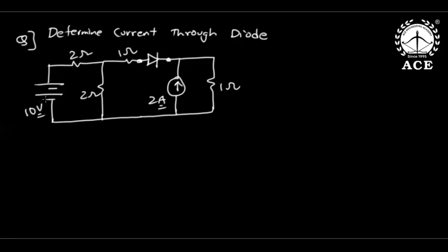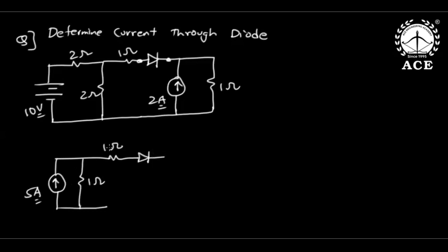Now here, a voltage source in series becomes a current source in parallel. 10 volts in series with 2 becomes 5 amperes in parallel with 2. The two in parallel become 1, with the arrow up. Now this branch you should never disturb.